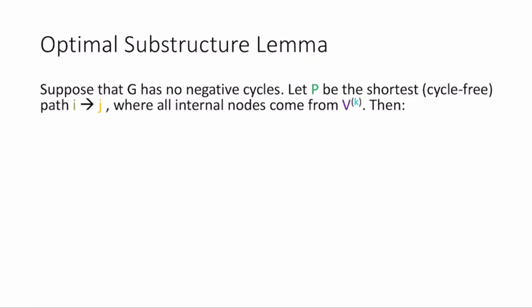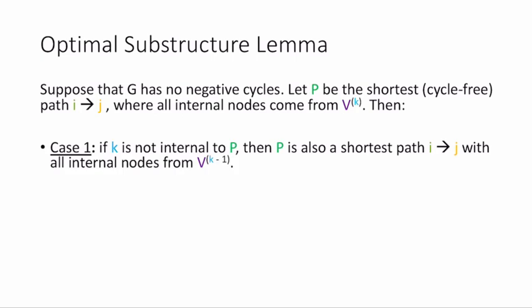Okay, so let's talk about our optimal substructure lemma again. Suppose G has no negative cycles, and we're going to say let P be the shortest path from i to j, where all internal nodes come from v^k. Then we have 2 cases that we want to consider. We want to say, what if k is not internal to P? Well, in that case, that shortest path is also a shortest path from i to j with all internal nodes from v^(k-1).